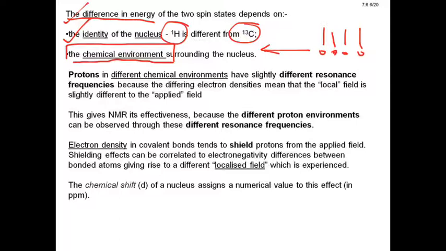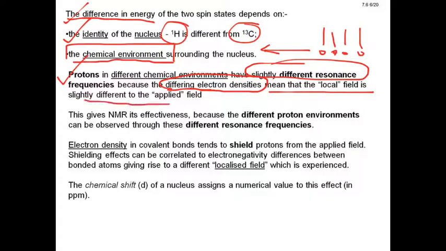That's a crucial bit. Protons in different chemical environments, which means in different places of the molecule, attached to different carbons, where the carbons are in different positions in that molecule, have slightly different resonance frequencies. That resonance frequency is the frequency at which it absorbs the radio wave frequency, because of slightly differing electron densities, meaning that the local field is slightly different to the applied field.